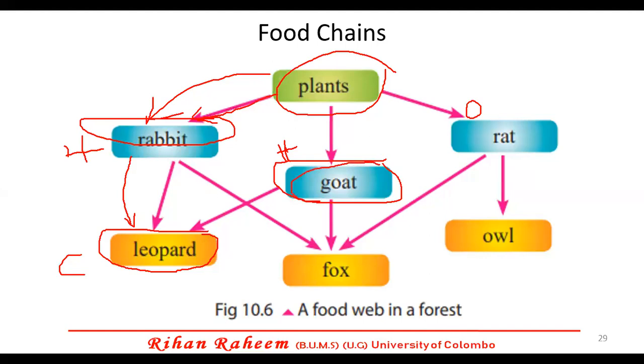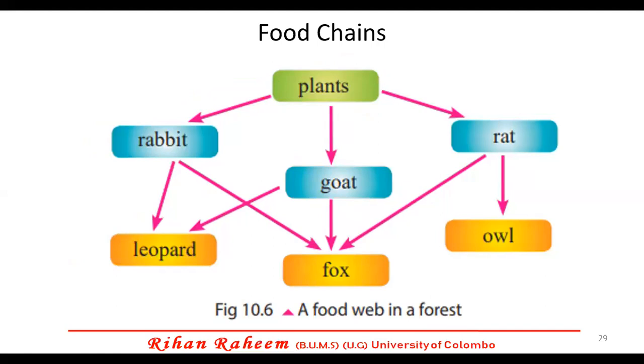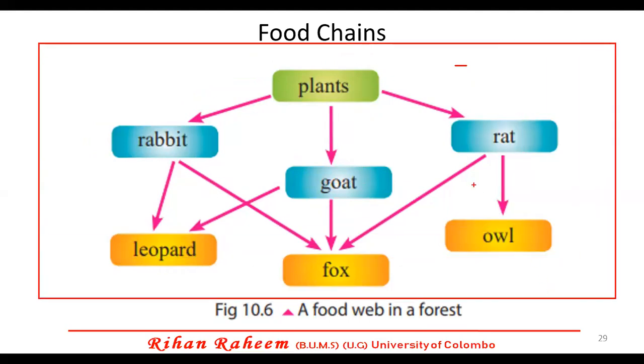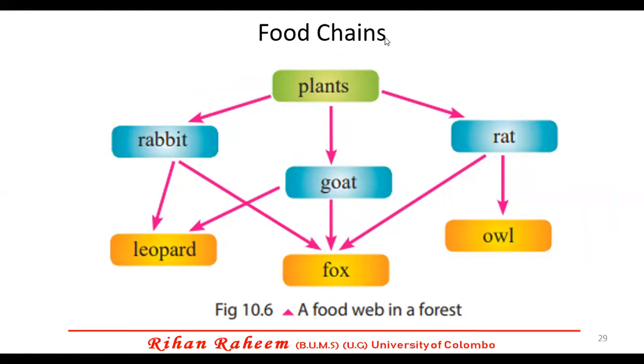Goat, herbivore, is eaten by the fox. So the fox is a carnivore. So like this, herbivores, carnivores, omnivores, food chain, food web, all have a pattern. Now this is a food web. All these things together, it is a food web. I gave the definition also. I think you all wrote the definition. Please memorize that definition. Okay, very important.